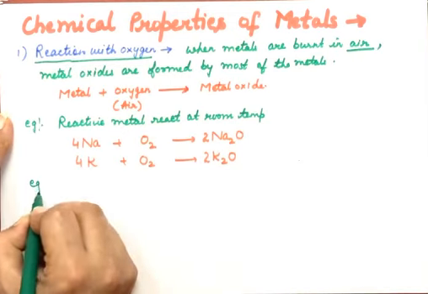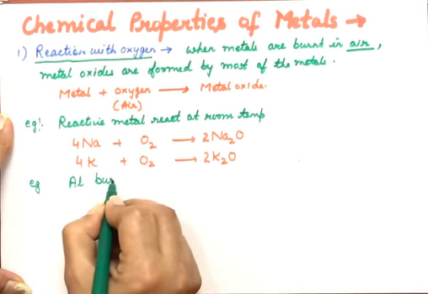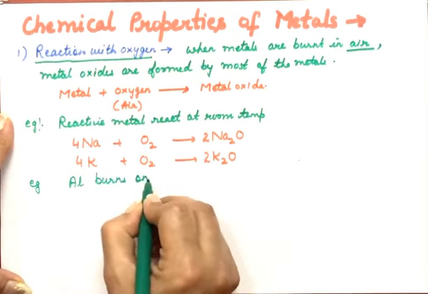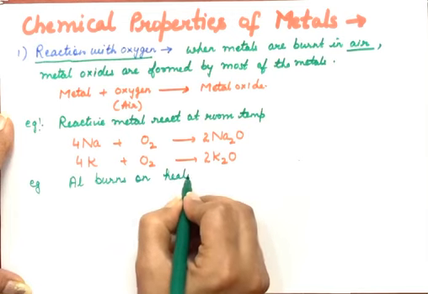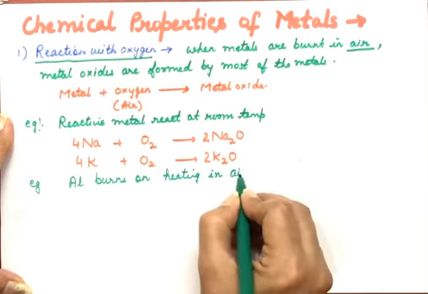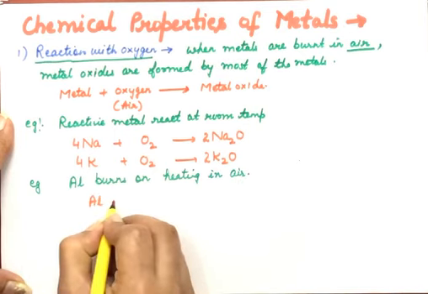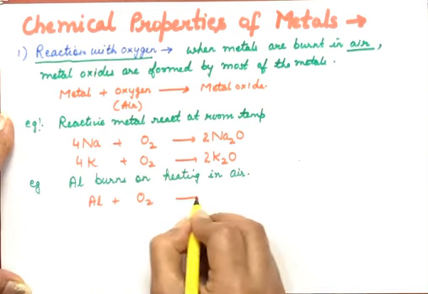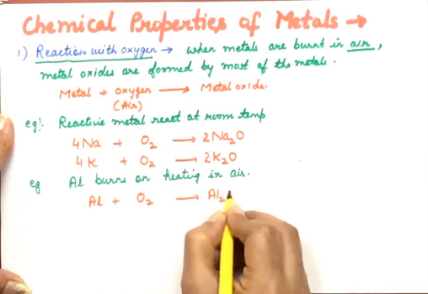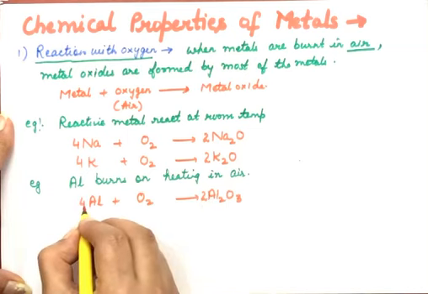Now I'm taking the example of aluminium. Aluminium burns, but only on heating in air. It will not burn on its own at room temperature. We have to heat aluminium metal, and then only it will react with oxygen of air, and this also forms aluminium oxide. Again, to balance this, 2 and 4 will come here.